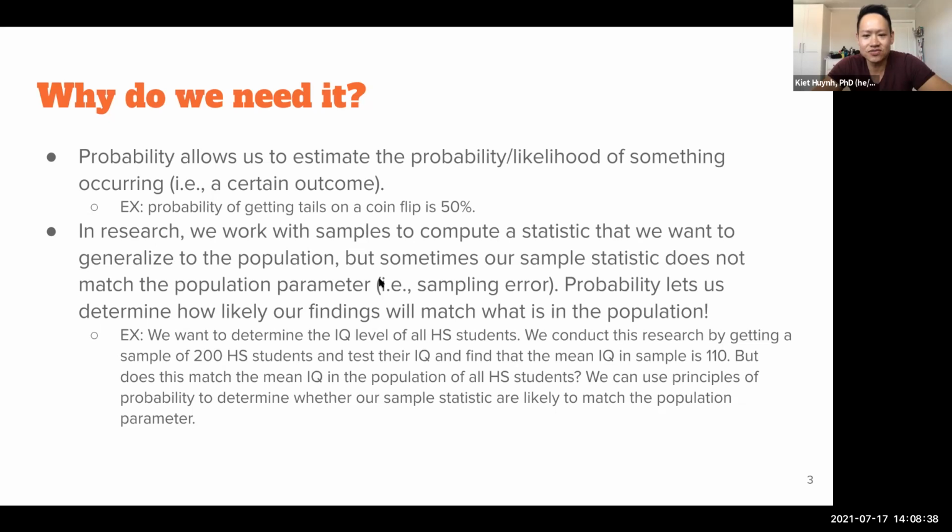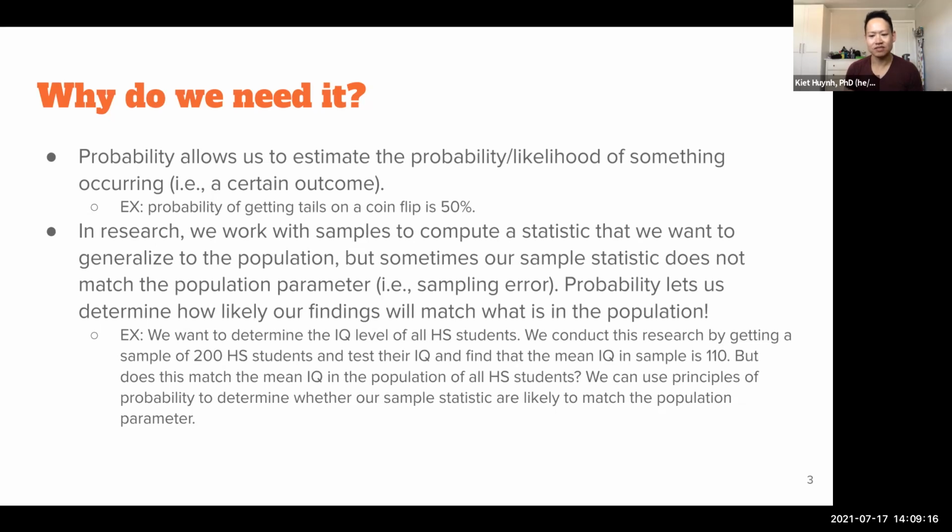So how does this apply to research? In research, remember we're working with a sample and we compute a statistic about the sample, and then we hope to generalize that finding to the population because we can't do research on the whole population. That's too expensive. We don't always have access to everybody within the population, for example, 400 something million in the US. So what we do is we gather a subgroup of people in a sample and we do research and compute a statistic like a mean, a median, a mode, or other types of statistics, and we want to generalize that finding to the population as a whole.